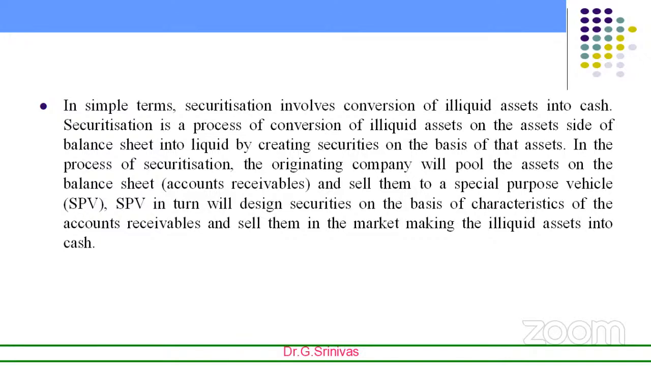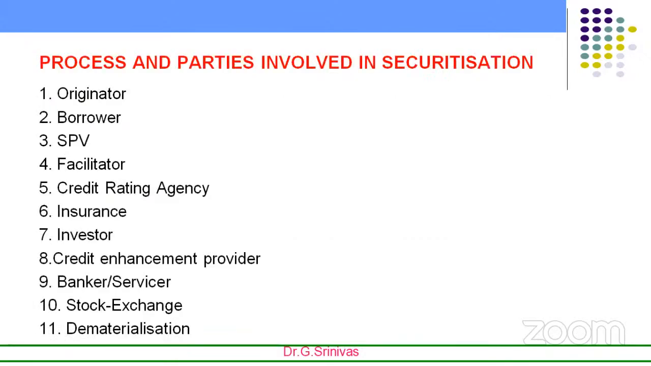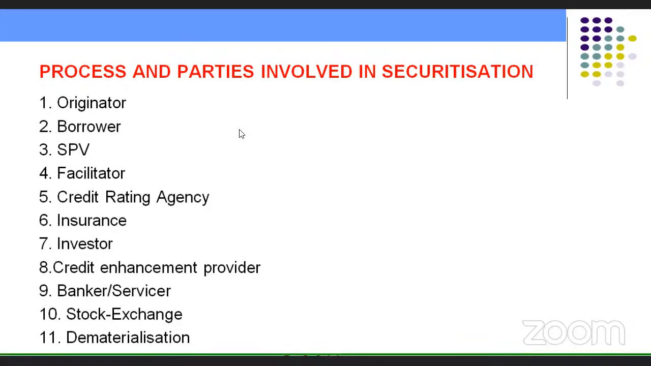In the process of securitization, the originating company will pool the assets on the balance sheet, account receivables, and sell them to a special purpose vehicle, SPV. The SPV in turn will design securities on the basis of characteristics of the account receivables and sell them in the market, making the illiquid assets into cash. Right. The process and parties involved in securitization: we have to discuss the process as well as the parties.